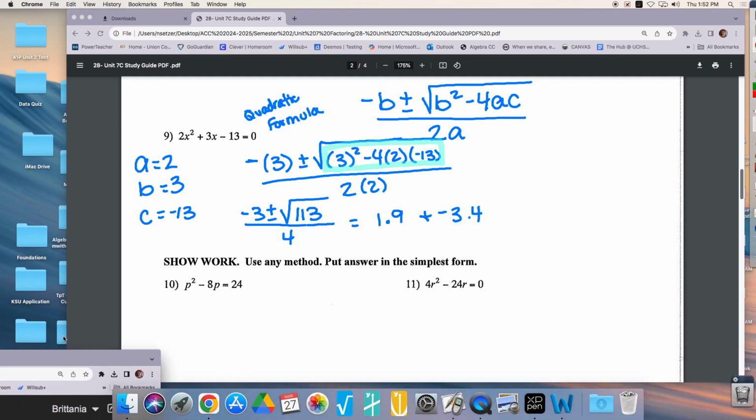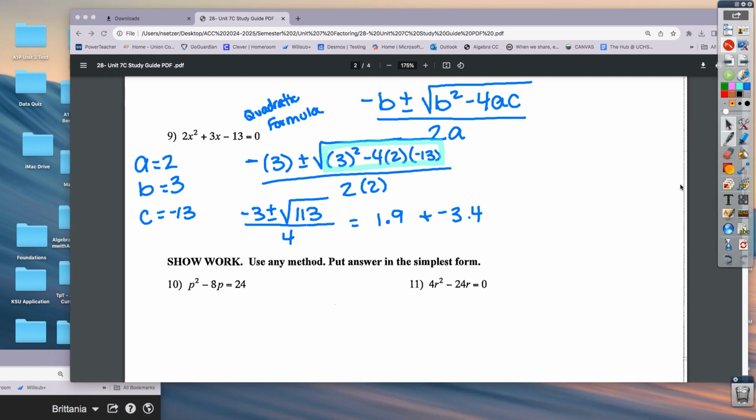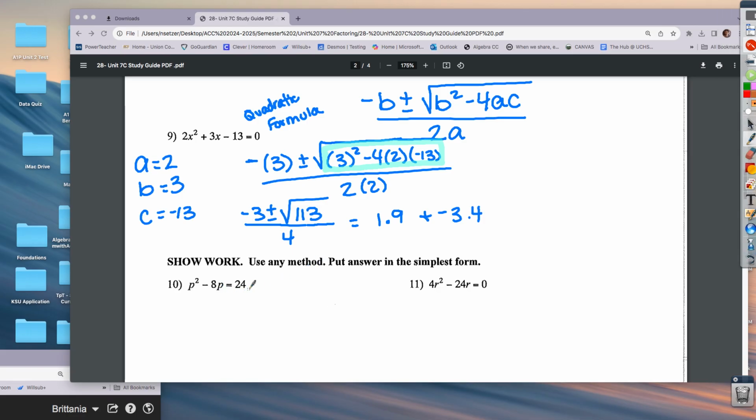All right, let's see. It says, use any method to show your work. So again, we're having to show our work here. So the first thing I need to do is move 24 over. I will say that my favorite method is quadratic formula because it always just works. And I don't have to think about what multiplies to this and adds up to that. I can just plug in numbers and get an answer at the end. So that's what I'm going to do here again.